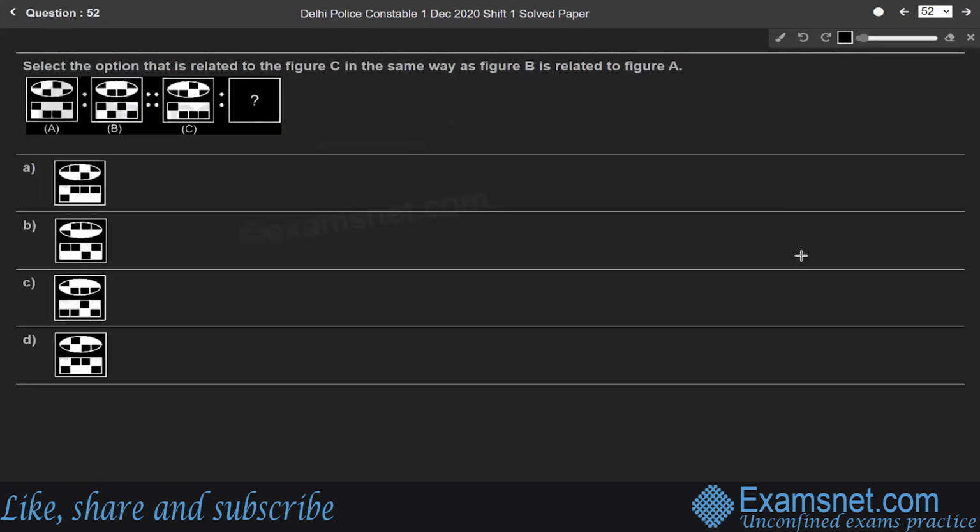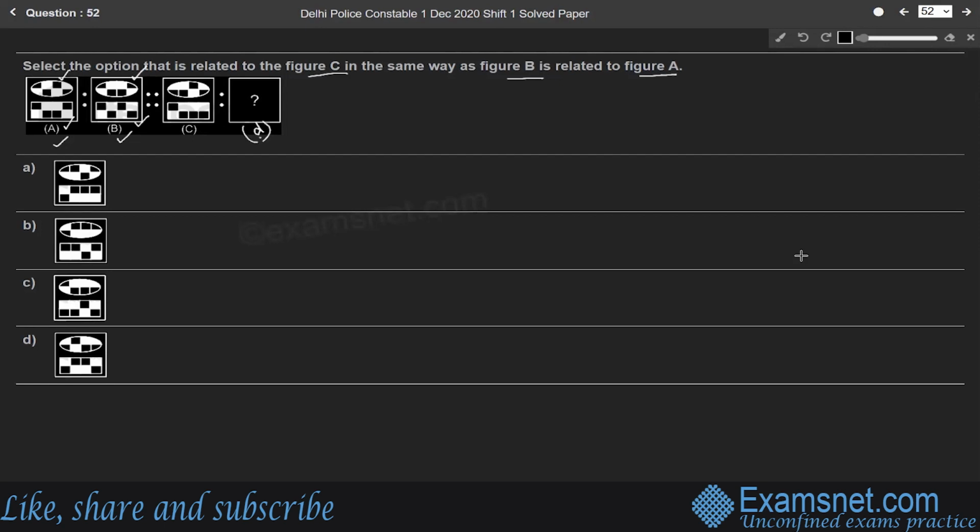Question 52. Select the option that is related to figure C in the same way as figure B is related to figure A. So here from figure A and B, the shading pattern of oval in figure A is the same as shading pattern of rectangle in figure B. So look at the shading pattern. Whereas shading pattern of rectangle in figure A is same as shading pattern of oval in figure B, right? So apply the same rule for C and D also.